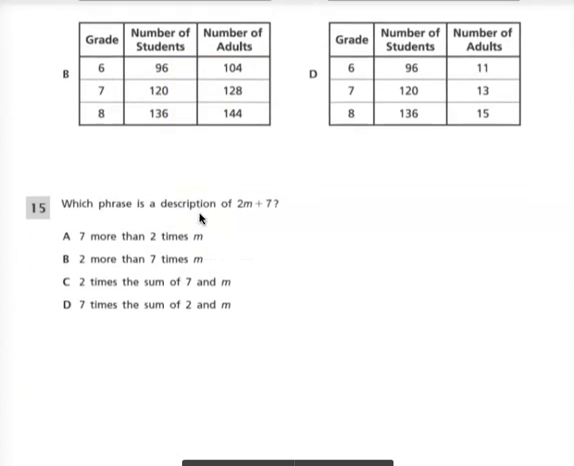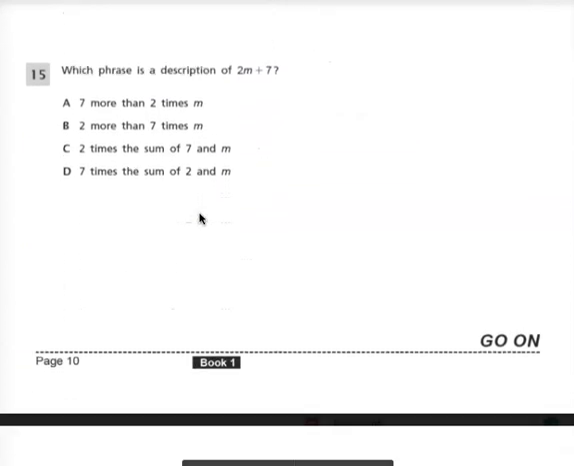Alright, next question. Here. The phrase is a description of 2m plus 7. Which one do you think, A, B, C, or D, will represent it? This is the verbal expression and this is the algebraic expression. So which of A, B, C, D represents this algebraic expression?